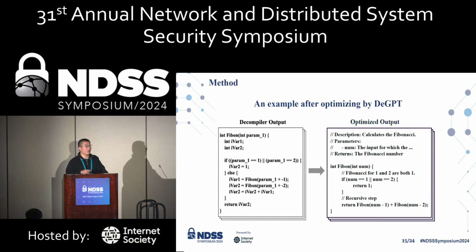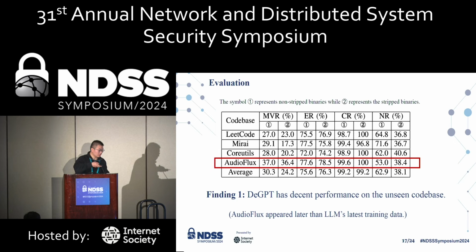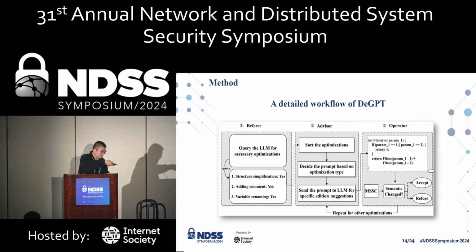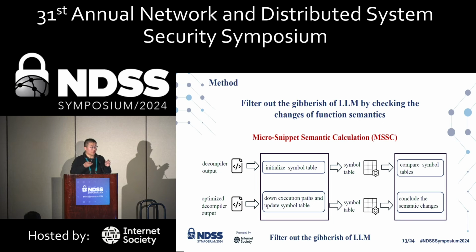DeGPT will perform various optimizations. We don't perform all optimizations in one step. There is a step in the advisor. The first step is to sort the optimizations. So when you perform variable renaming and structure simplification, they are in different steps, right? And we check the function semantics when performing structure simplification. So in this step, the variable names of this pair are the same.